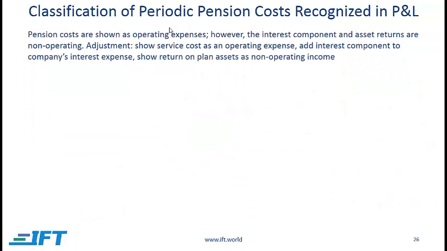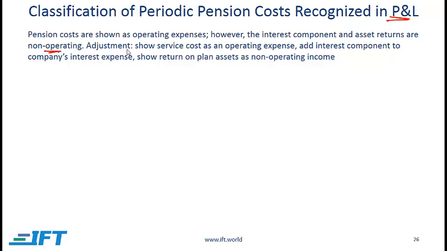So far we have talked about the allocation of pension costs between other comprehensive income and the profit and loss statement. Now we will look at the classification of pension costs which are recognized in the P&L. Pension costs are shown as operating expenses. However, the interest component and asset returns are non-operating.